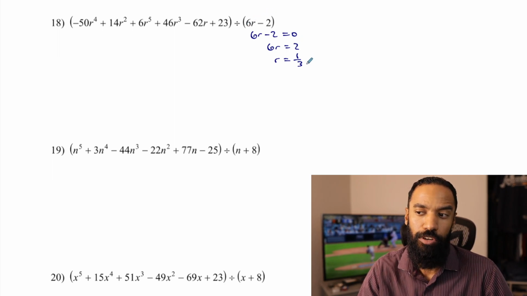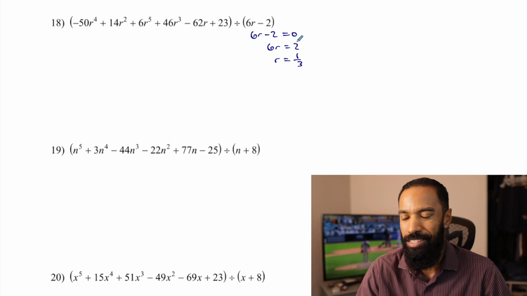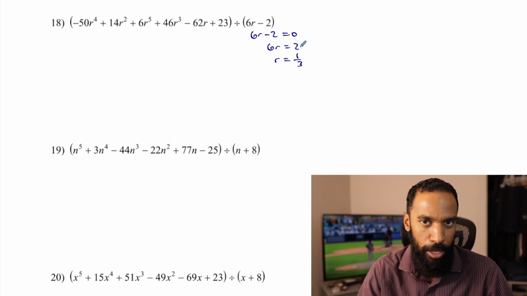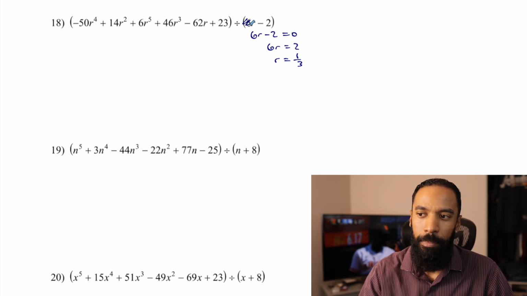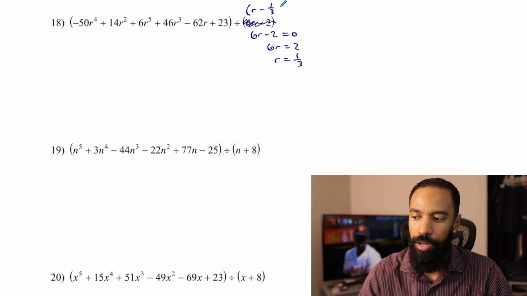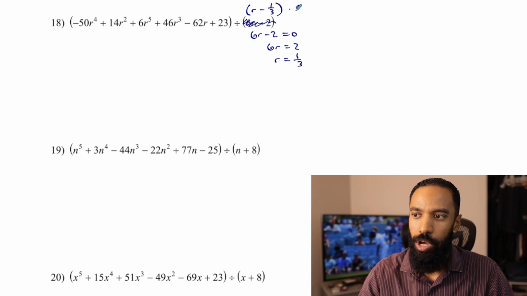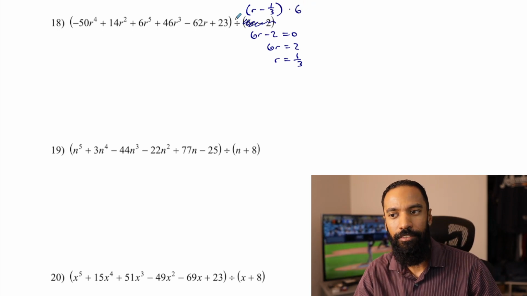And listen, this might be faster for you because 1/3 is not that bad. 7/9, maybe for people it is. 1/3 means divide by 3. So that should be pretty clean here. So we're actually not going to divide yet by 6r minus 2. We're going to start by dividing by r minus 1/3, that factor. Then, and this is all multiplied by 6, I'm going to divide everything by 6 after.